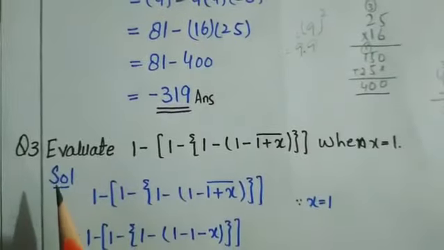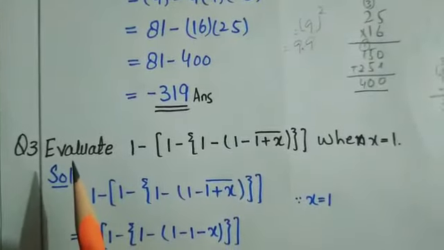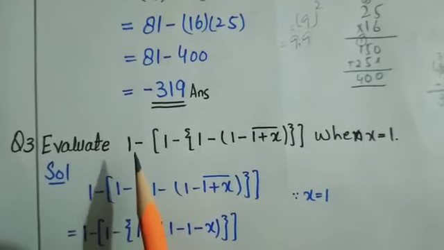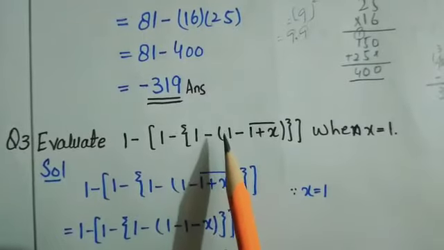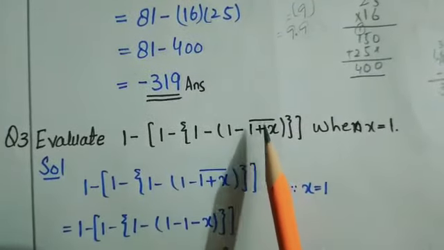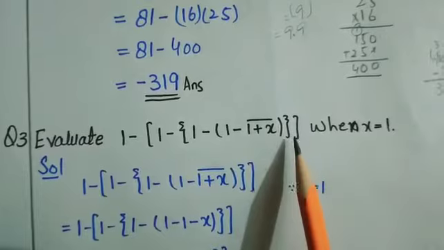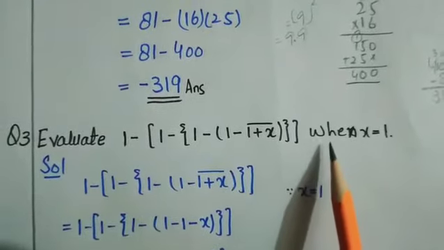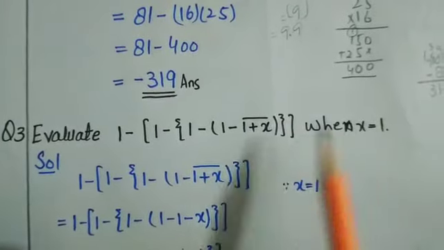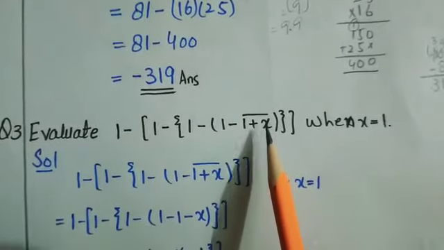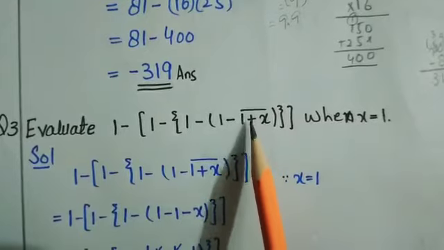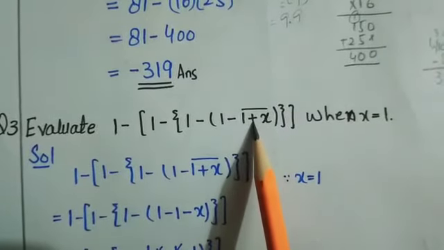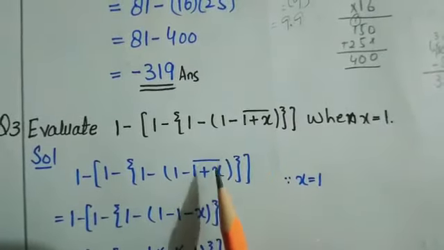Question number 3 is the last question for exercise 8D. Evaluate negative 1 square bracket, negative 1 curly bracket, negative 1 small bracket, negative 1 plus x bar, bracket close, curly bracket close and square bracket also close, when x is equal to 1. That means we put the values of x. x is 1. First we solve the bar. Only change the sign between, so x plus changes to negative.